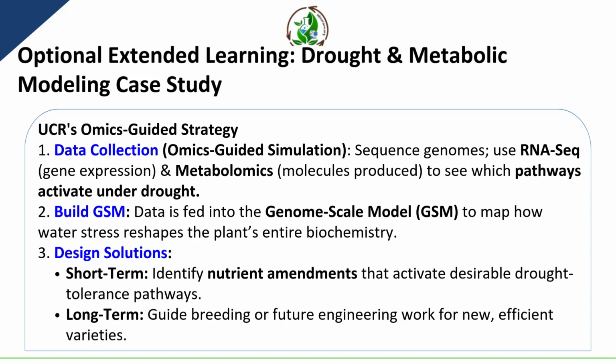Build GSM. All this data feeds into the genome-scale model to map how water stress reshapes the plant's entire biochemistry. Design solutions. The model points to the metabolic levers they can pull. Short-term solutions involve identifying targeted nutrient amendments. Long-term goals include guiding the breeding or future engineering work for permanently efficient, drought-tolerant varieties.